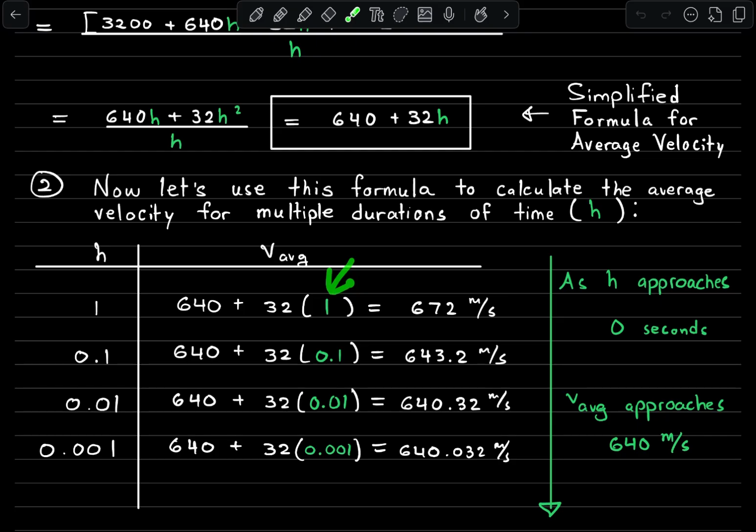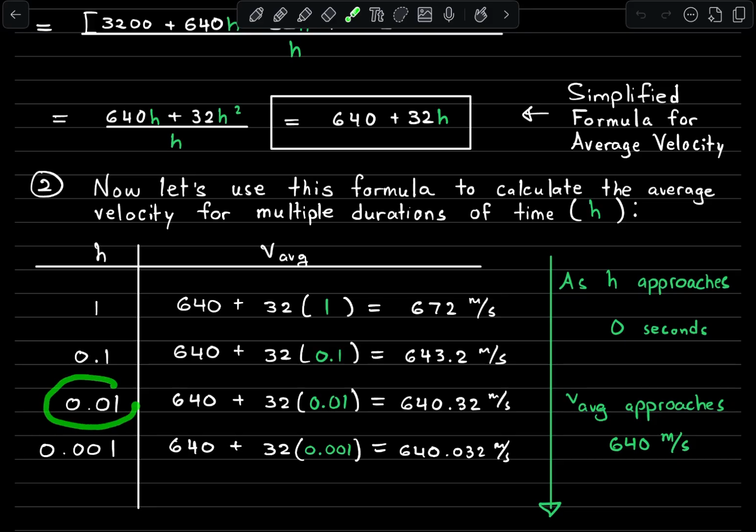You plug in 1 for h into our simplified formula, and you'll get that the average velocity over that 1 second duration between 10 and 11 seconds is 672 meters per second. Now, if that h shrinks to 0.1, we plug in 0.1 for h, again the duration. So now this is between 10 and 10.1 seconds. The average velocity has dropped significantly to 643.2 meters per second.